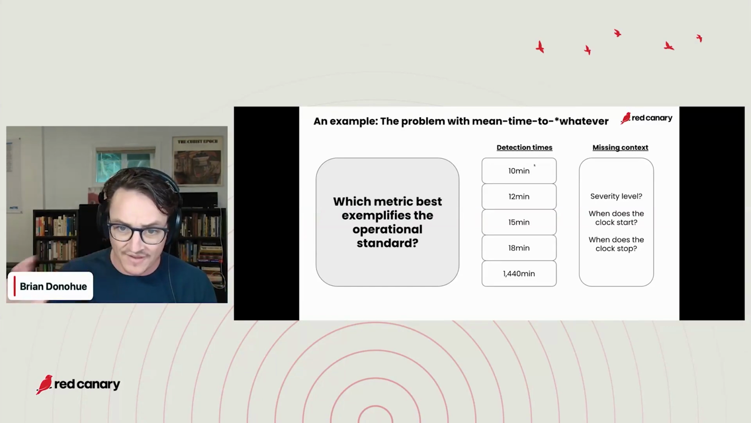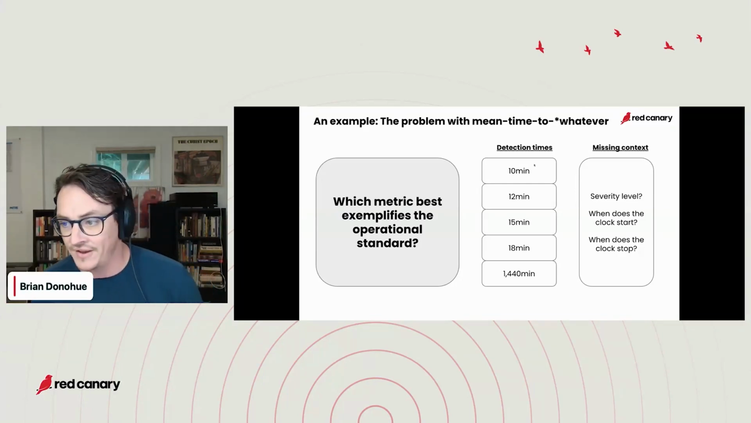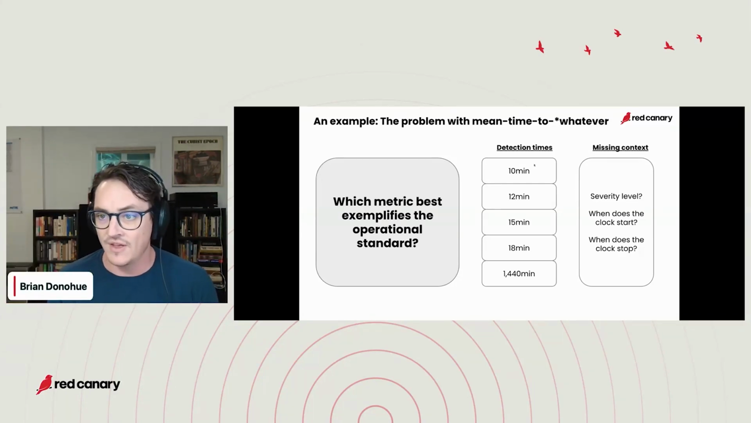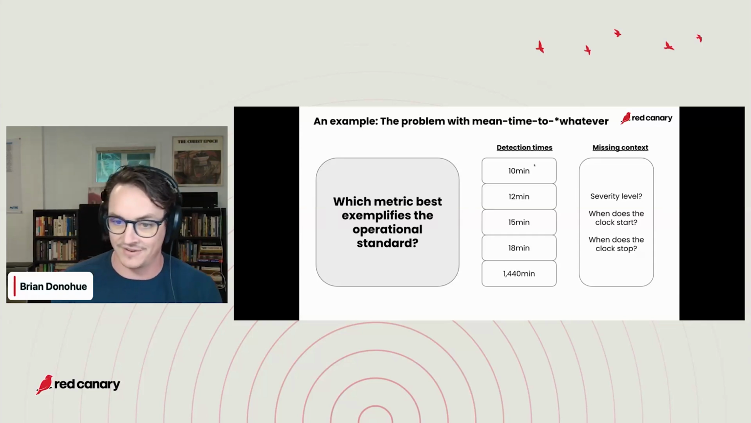So if you look at this sampling of 5 different detection times, I am going to talk about mean time to detect here just because it's the simplest. We've got 10 minutes, 12 minutes, 15 minutes, 18 minutes, and then 1,440 minutes, which is 24 hours. If you average all of those out, you end up with a mean time to detect of about 5 hours. Now, the problem with that is for 4 out of these 5 customers, that was not their lived experience of mean time to detect, right?